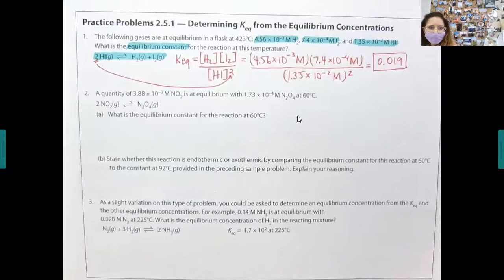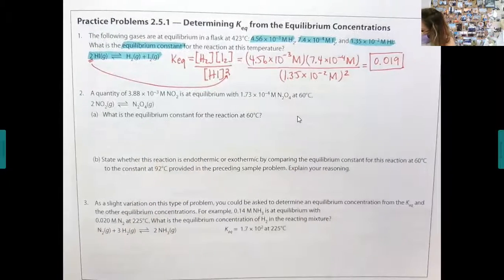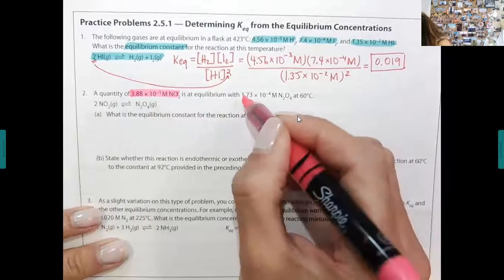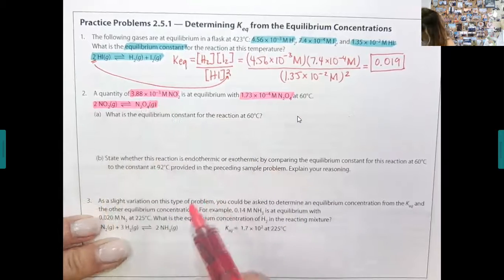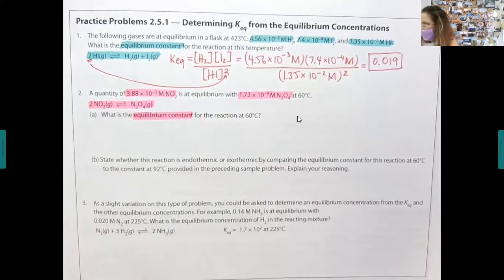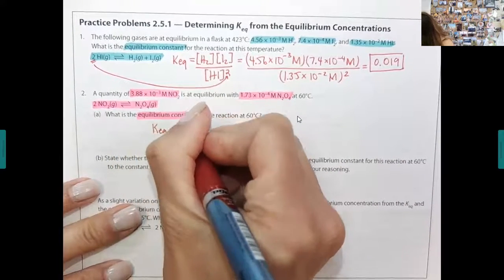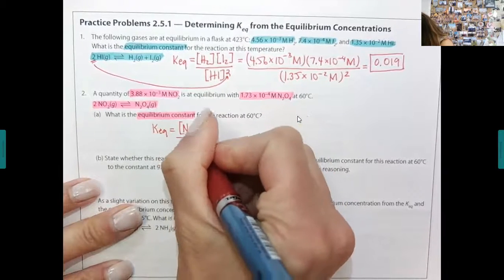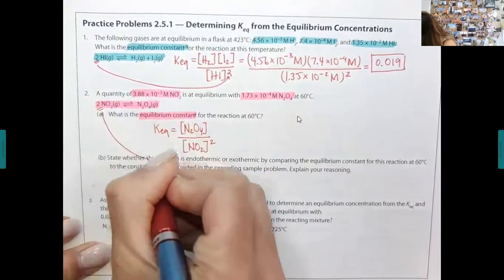Okay, so let's take a look at number 2. We've got 3.88 times 10 to the third molar NO2, and this concentration of N2O4. Here's your overall equation. They want to know what the equilibrium constant is at that temperature. Okay, so you will take the concentration of N2O4, divide it by the concentration of NO2, raise it to the second power because the coefficient in front of the NO2 is a 2.